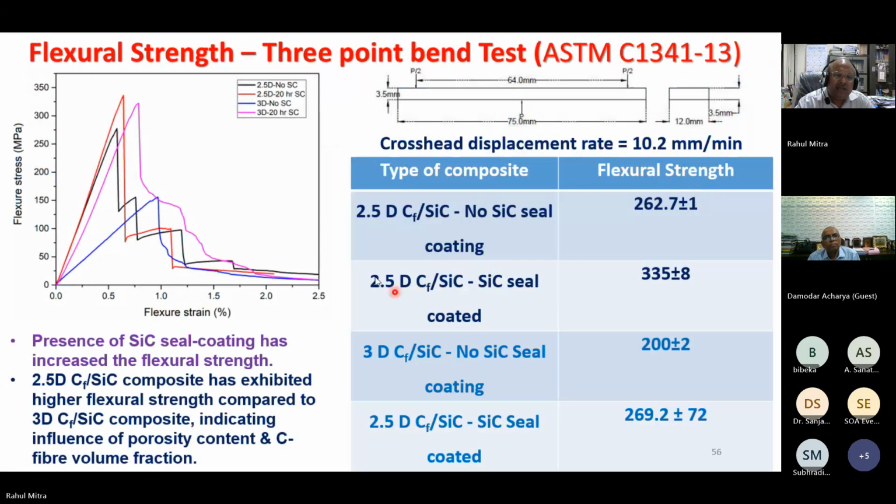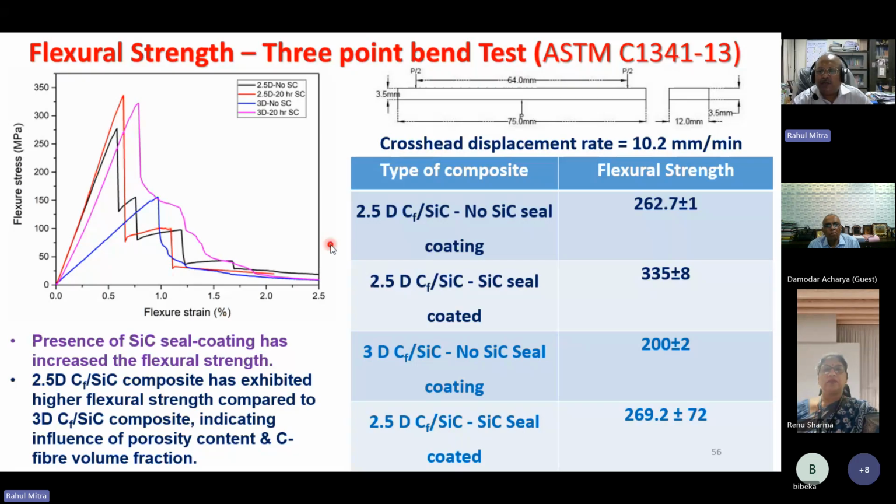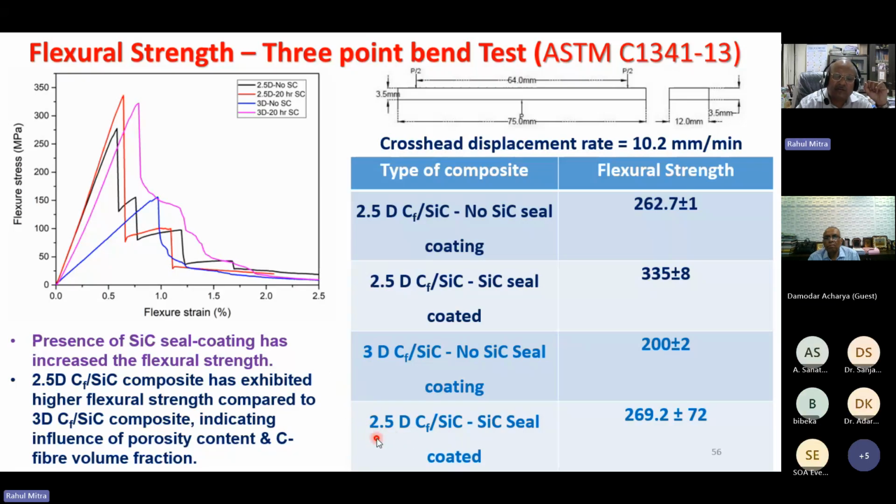And we did flexural tests on composites with and without the SiC seal coating. We found that with seal coating, we got superior flexural strength, and the 2.5D composite showed superior flexural strength compared to the 3D composite, again because of the higher volume fraction of carbon fibers and more anisotropy. Along the tensile direction, we have more carbon fibers in 2.5D, a higher volume fraction, close to 50%, and for 3D maybe 30% or 40%. So naturally, the 2.5D composite showed better properties.